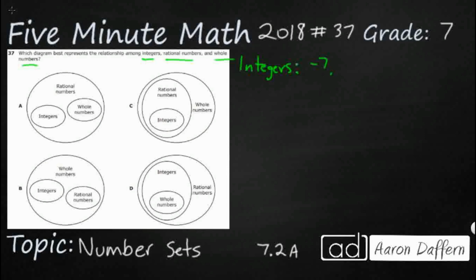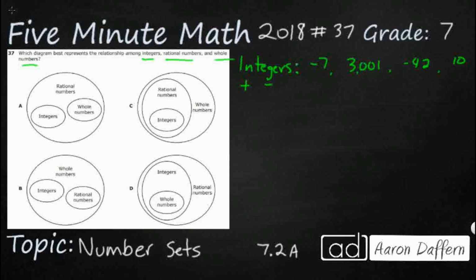-7, 3001, we could do -42, we can also simply do 10. What you're not going to find in integers are any decimals, any mixed numbers, any square roots, anything like that. So integers are going to be whole numbers that are either positive or negative.